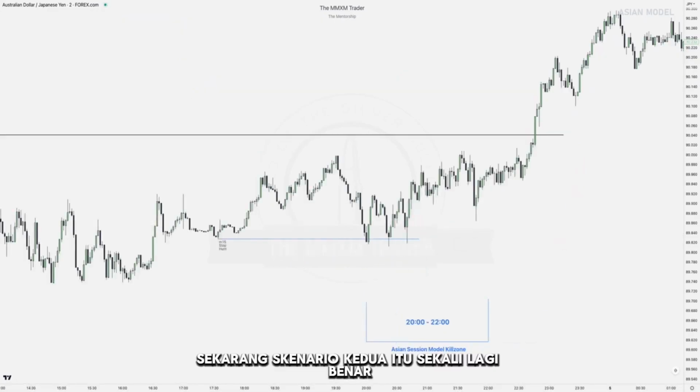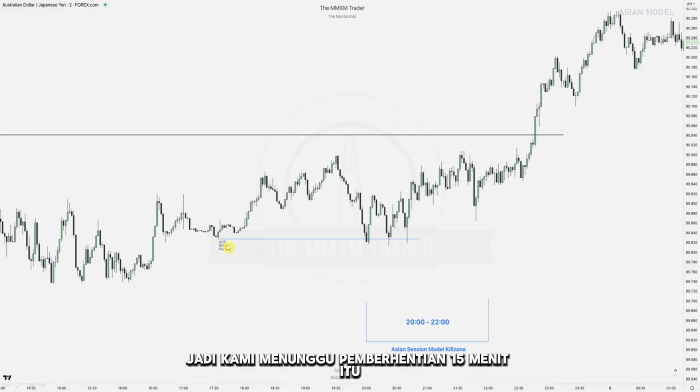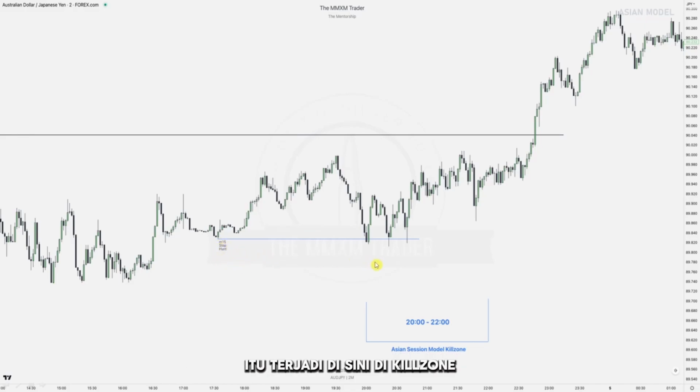Think about that low resistance liquidity, and then price continues up and takes out that buy stops over here. Now that second scenario, once again, right, we wait for that 15-minute stop hunt. We're still in the daily fair value gap, right, the daily internal range. We want to go to external once again. So we wait for that 15-minute stop hunt. It happens over here in the kill zone, 8 to 10 p.m. Important, right?